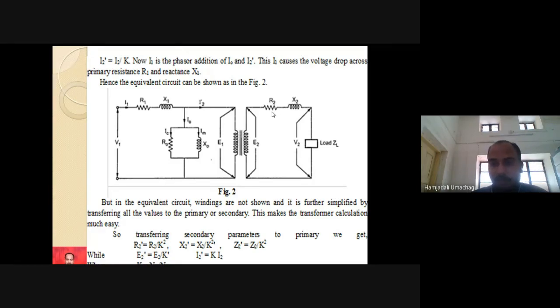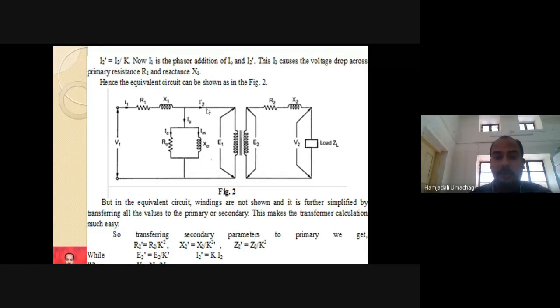Are you getting it? So now R1 dash is equal to what? R1 into K square. X1 dash is equal to what? X1 into K square. I2 dash will now become simply I2. Earlier the current was getting multiplied, but now if it is multiplication, here I should divide it, yes or no? So now I2 will be what?